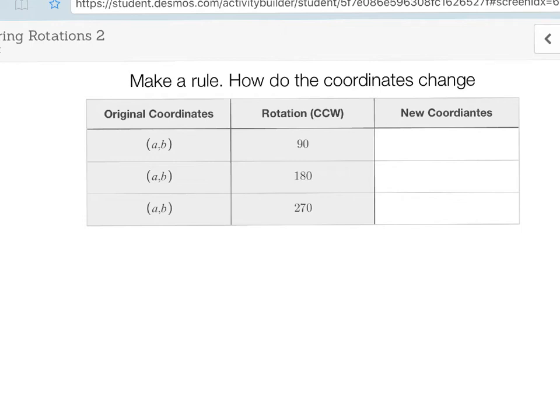So if we rotate it 90 degrees, what happens to the coordinates? They flipped places, and one became negative. So notice it was A, B. Well, that's going to change places to B, comma A. And that first coordinate is going to be opposite. Went from a +1 to a -4.